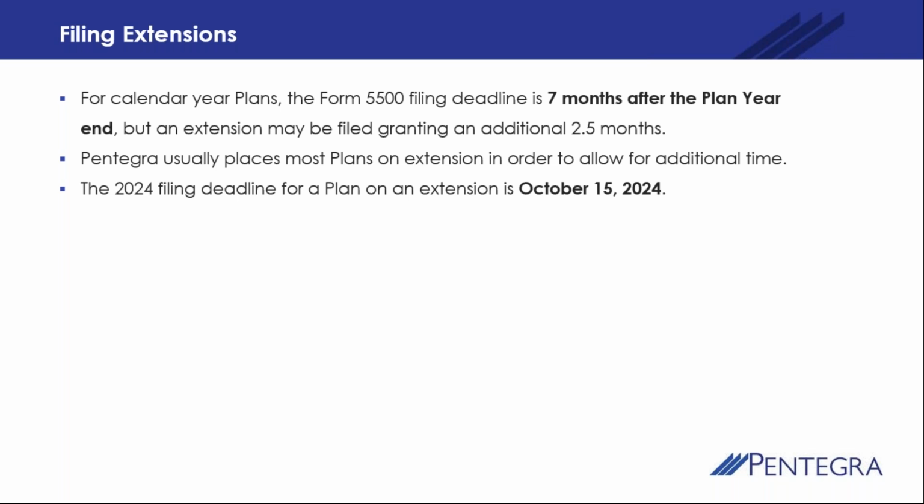Just for our policy, we usually place most plans on an extension in order to allow for additional time. So with that in mind, the 2024 filing deadline for a plan on an extension is October 15th, 2024. So if you have a client who is not sure whether or not they are on extension, I would wager they probably are, but you can always reach out to us to double check.